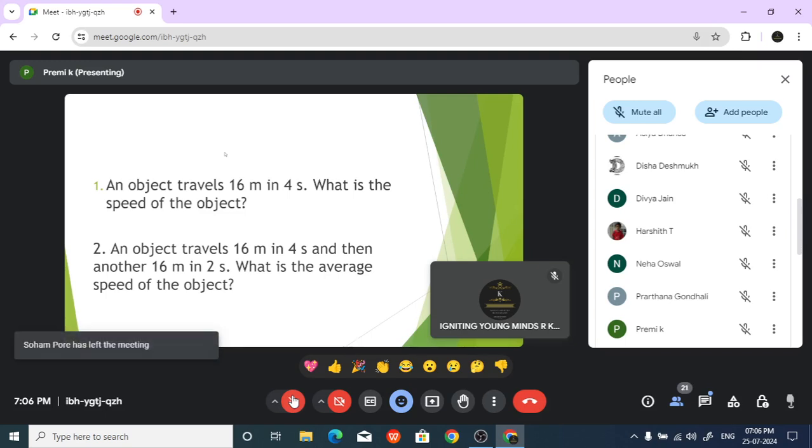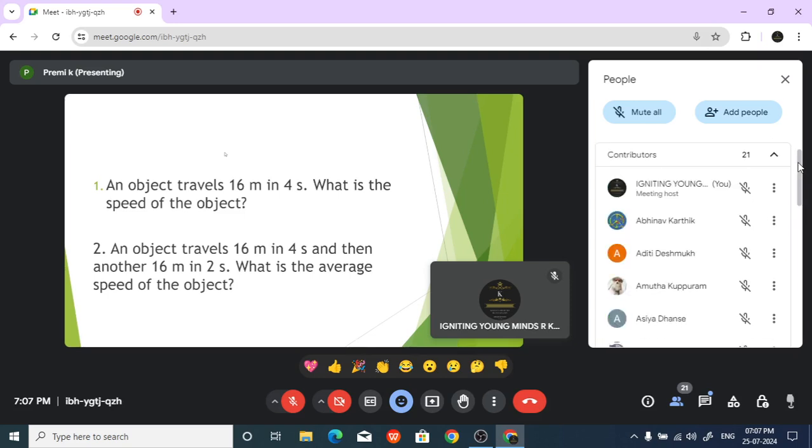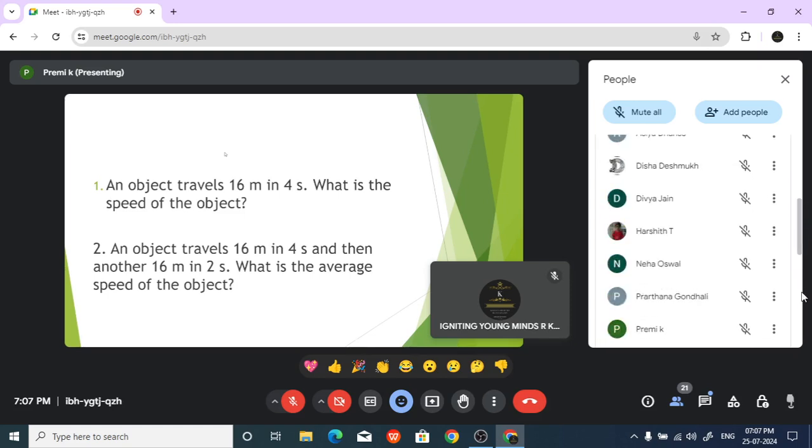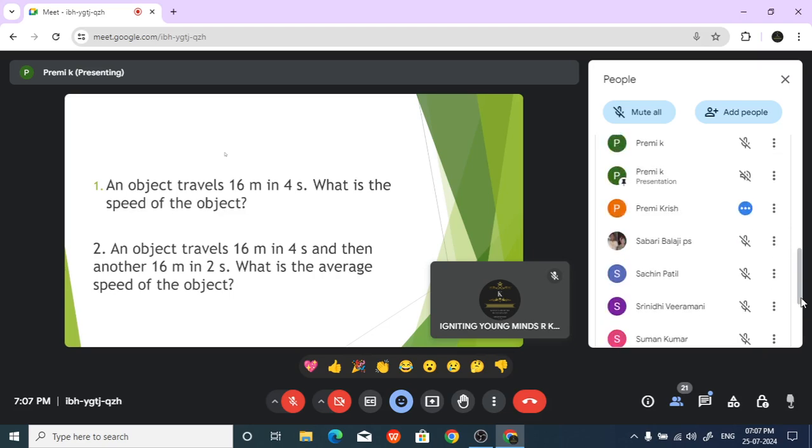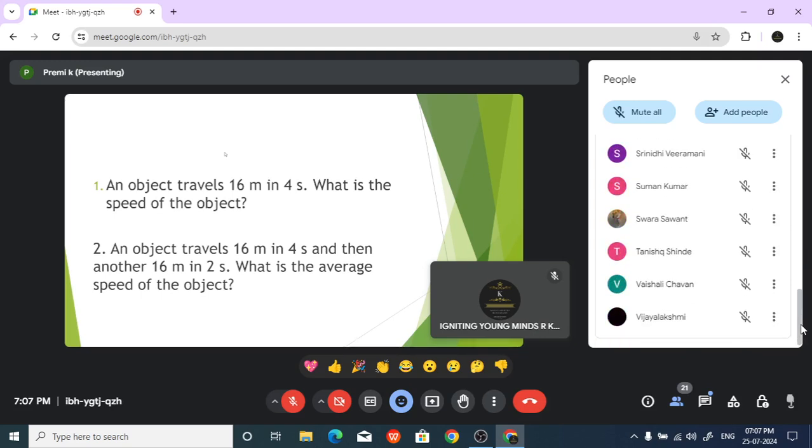Let us work a sum. First sum. Any one of you just read. Other than Srinidhi, Neha, others, please. An object travels 16 meters in 4 seconds. What is the speed of the object? Very simple. Just now we have seen the formula also. Ma'am, 4 meter per second.